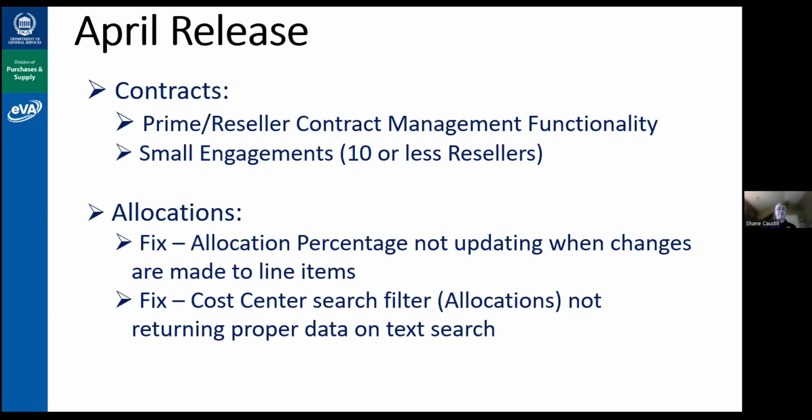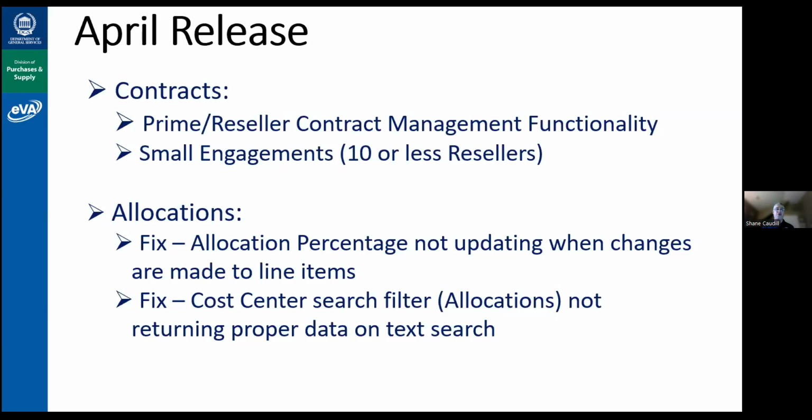Some other things that went into the April release. Really glad to get these in, but fixes that I know have been a big issue for everyone out there. The allocation percentage: you would make changes to the line item and you could do the percentages on your allocations. You'd go in and change a line item and it would blow up all your allocation percentages. It wouldn't automatically adjust based on the changes you made. That fix has gone into production. So excited to get that in and make that problem go away.